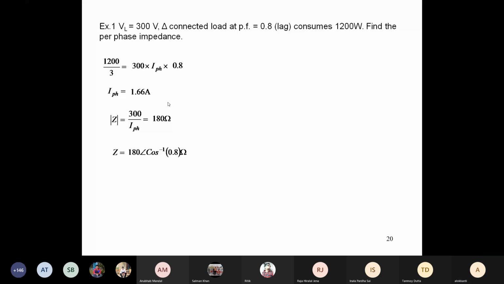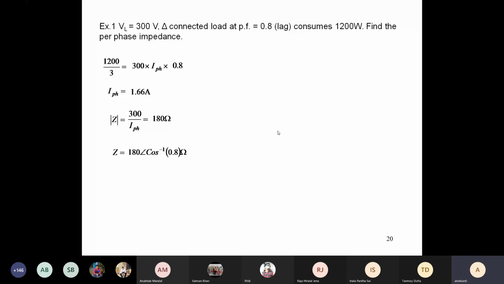I have total power, so per phase power is divided by 3, and then the entire line voltage gets applied because it is a delta connection. So it is 300 into I phase into the power factor, so VI cos phi. And then we got the current, and then we found out the magnitude of the impedance, and this is the actual impedance. Okay, so this is the magnitude angle form. Then you can represent it in the R plus JX form also. Okay, so this is a simple problem.